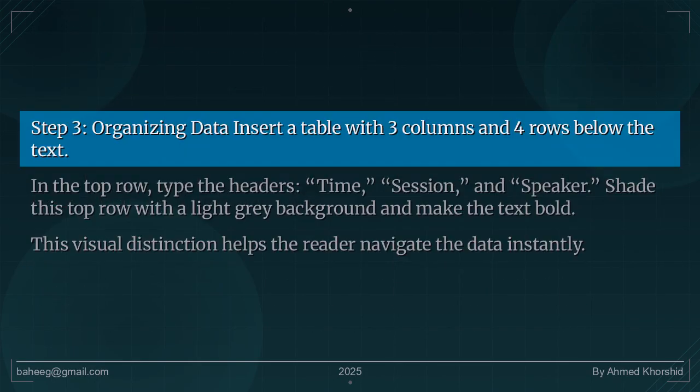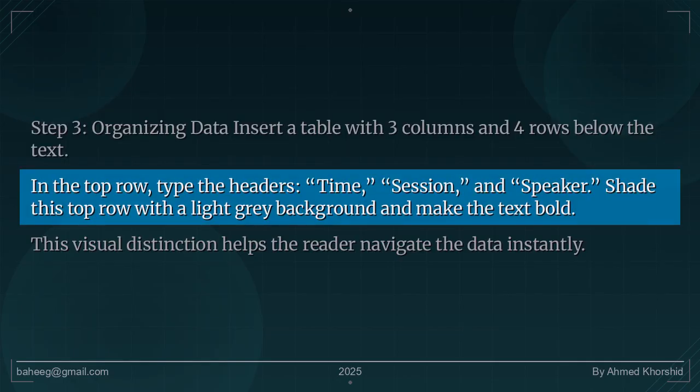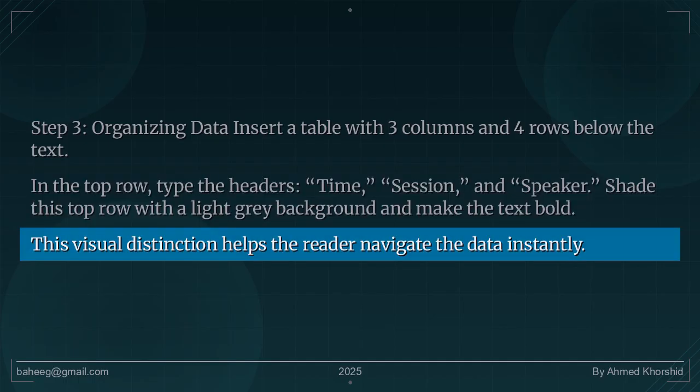Step 3. Organizing data. Insert a table with 3 columns and 4 rows below the text. In the top row, type the headers, time, session, and speaker. Shade this top row with a light gray background and make the text bold. This visual distinction helps the reader navigate the data instantly.